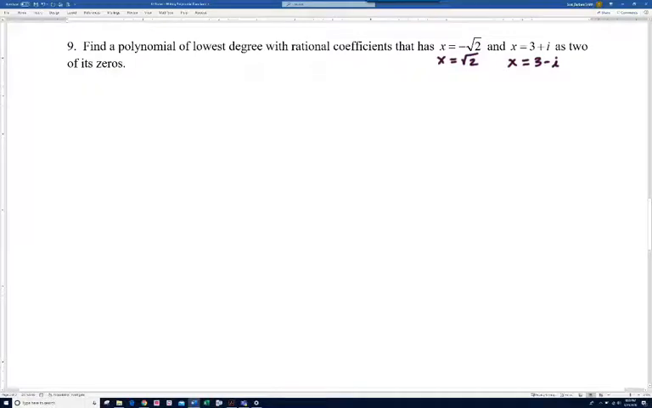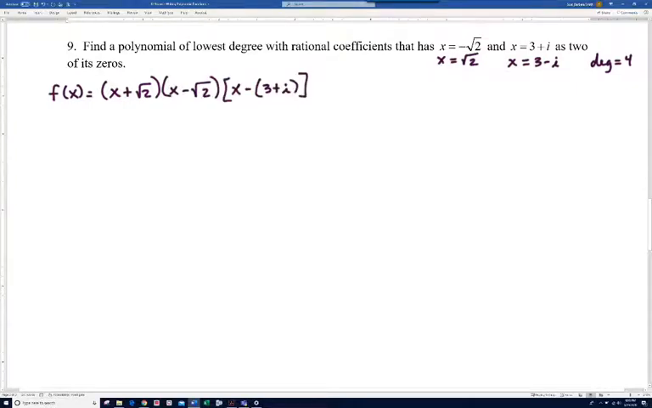All right, so you should have started out by writing your function in factored form. Now it does say of lowest degree, and so notice we have 4 zeros, so we want to write a basic polynomial with a 1 out front that has a degree of 4. So it'll be f of x equals x plus square root of 2 times x minus square root of 2 times x minus parentheses 3 plus i, and then x minus in parentheses 3 minus i.